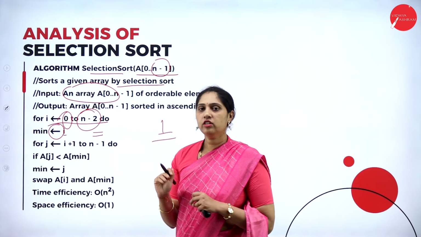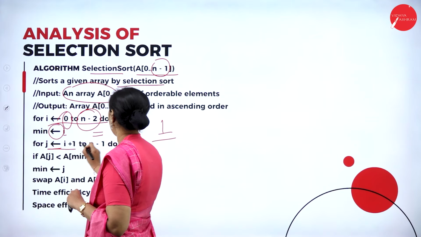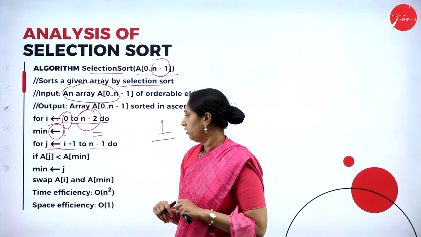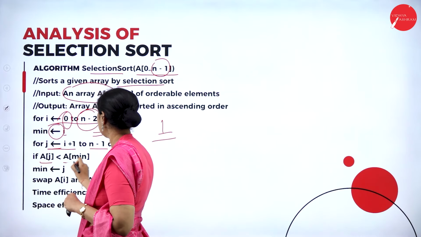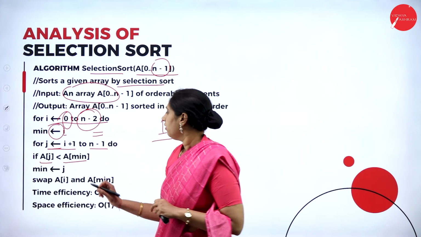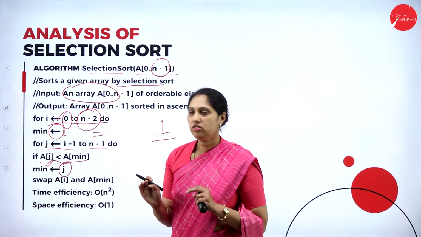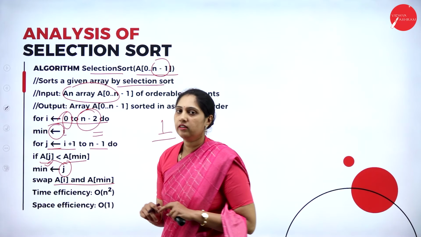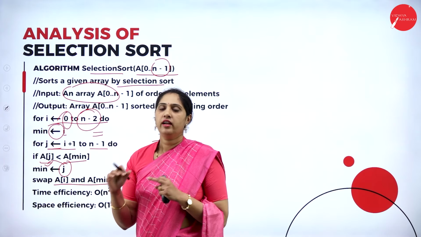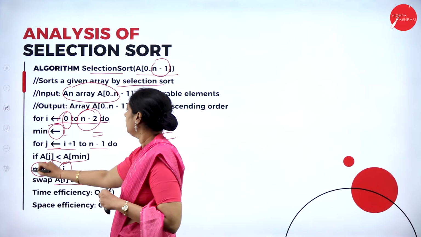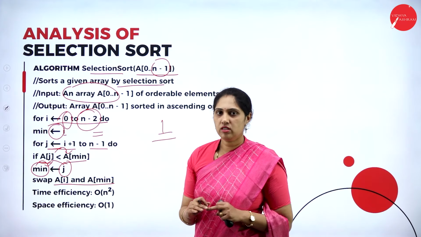We'll take one more loop to swap the elements. Swap means interchange. For j equal to i plus 1 to n minus 1, each time we have to check the condition. If a of j is less than a of min, we assign j to min. And then we have to interchange, swap. Both are swapped. This is selection sort. First, we find the minimum element and consider that the minimum, and based upon that, if it is less, we'll swap. So the first element will always be the smallest element.